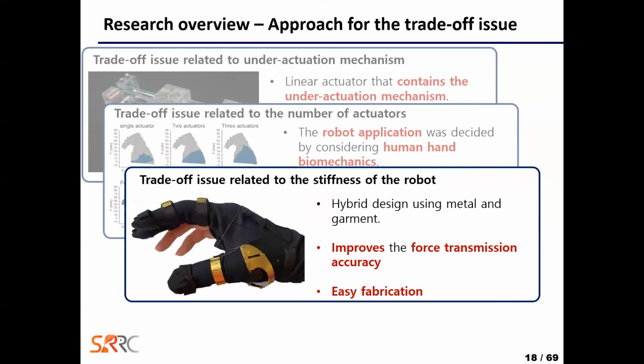For the robot compliance issue, I aimed to use both rigid and soft materials. By designing the entire robot body with soft garment, it was possible to make the robot compact by eliminating the joint alignment mechanism. Also, by using the metal shell, I aimed to make the precise force transmission. And this hybrid design not only increased the robot functions by using these 2 components, but also made it easier to fabricate the robot.